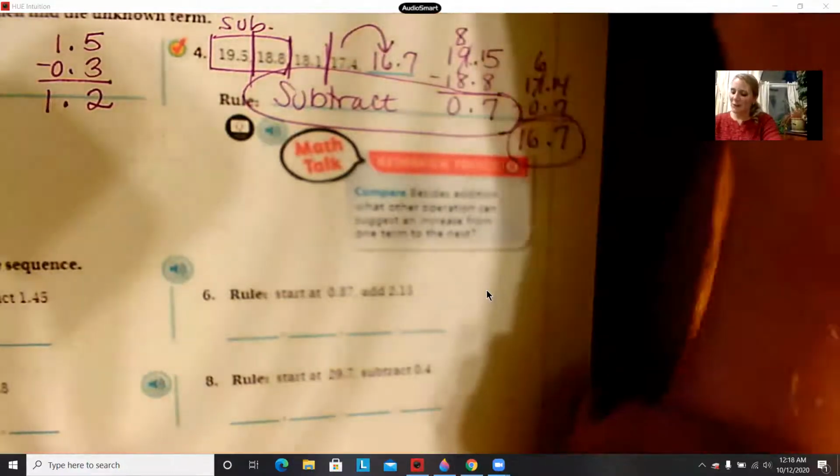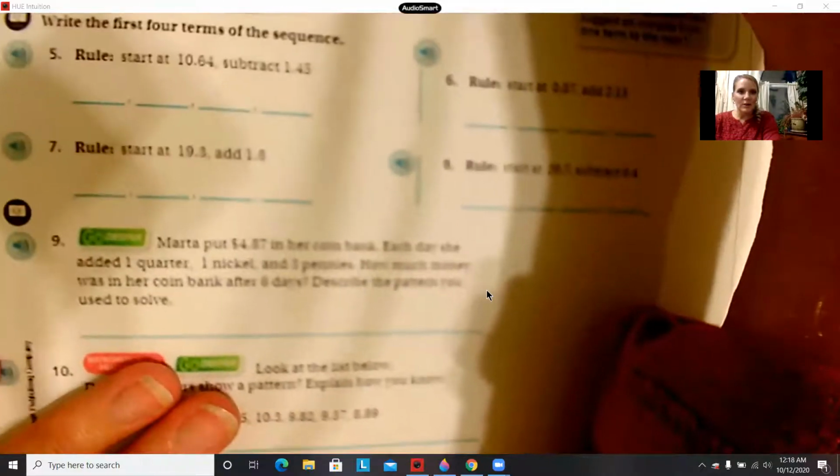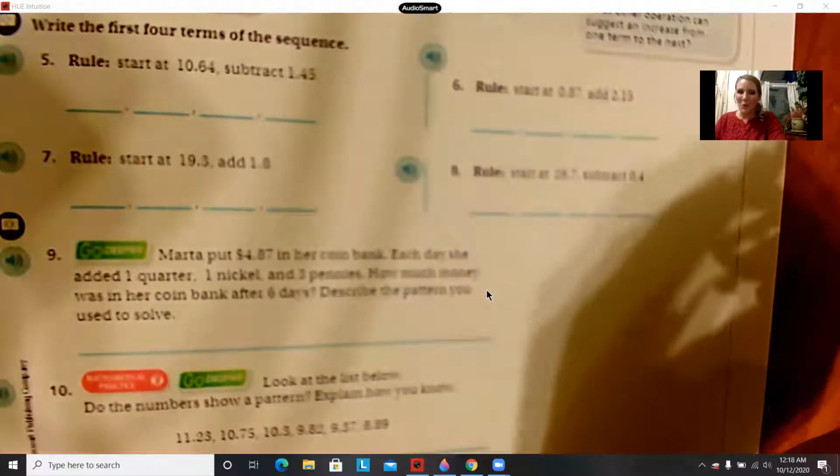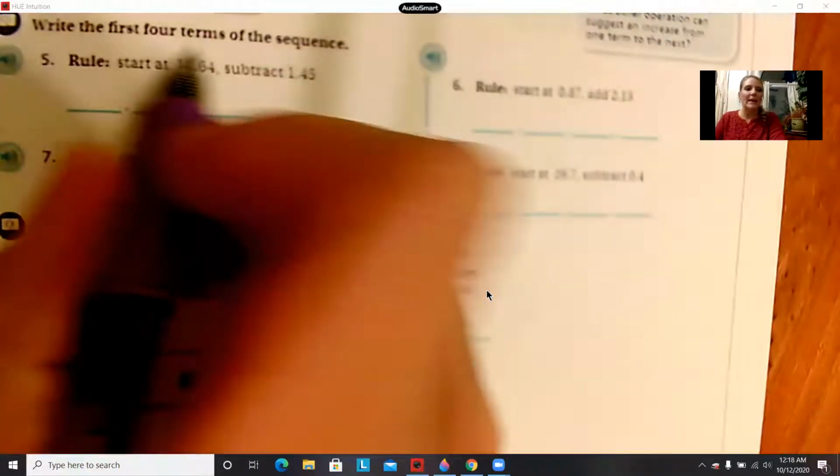All right, good so far. Let's go down to the next set of directions. These are a little bit different, not too bad. It says write the first 4 terms of the sequence. Gee, say that 7 times quick. That's a little tongue twister there. Okay, now look at the rule.